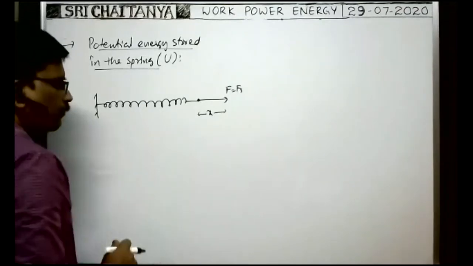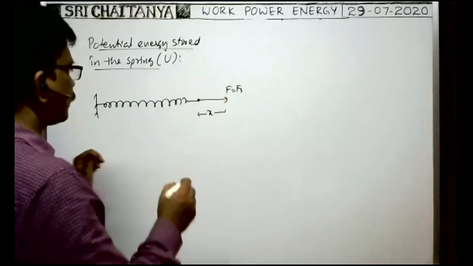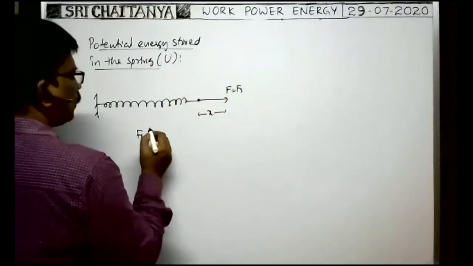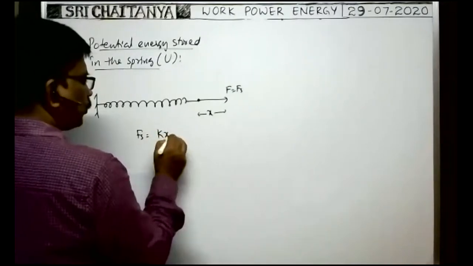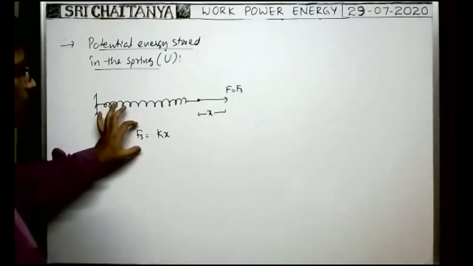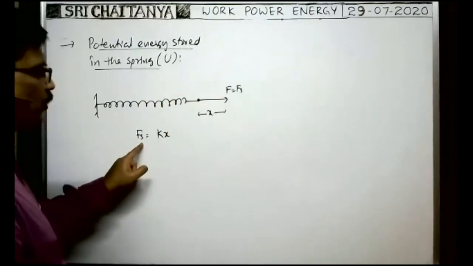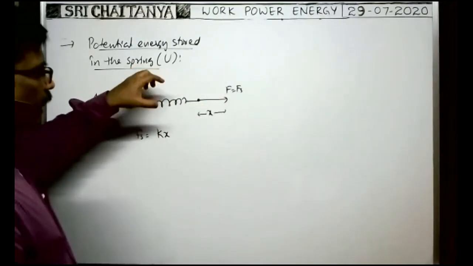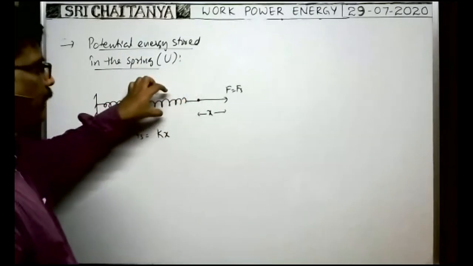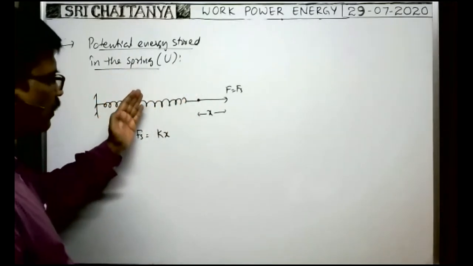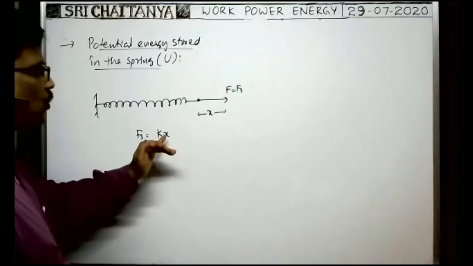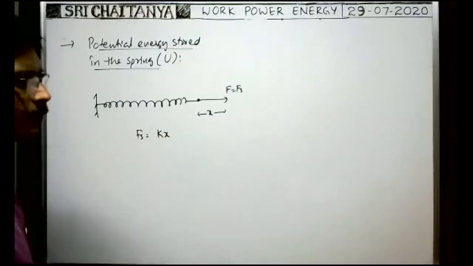As long as extension takes place, the spring force developed is equal in magnitude to kx. Whenever the extension gradually increases, the spring force also increases. While the spring is extending or compressing, the spring force continuously varies linearly with the extension or compression. That's why a variable force acts on the spring.